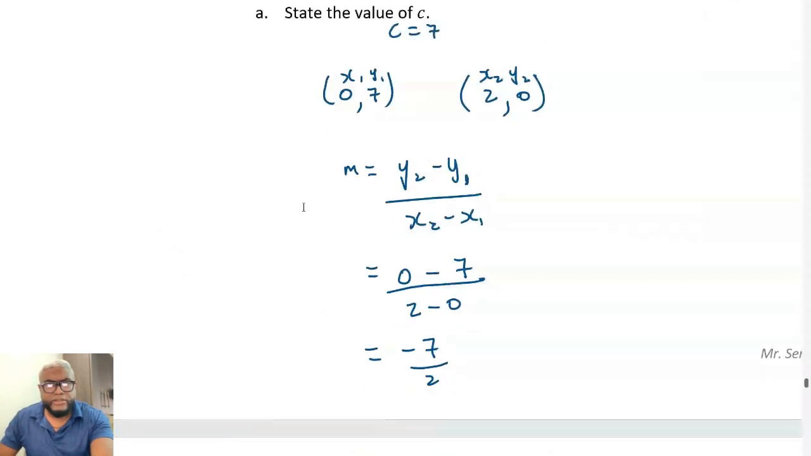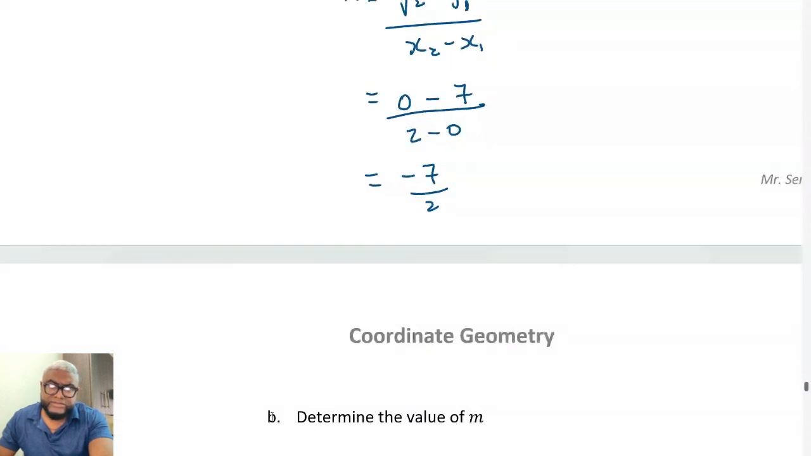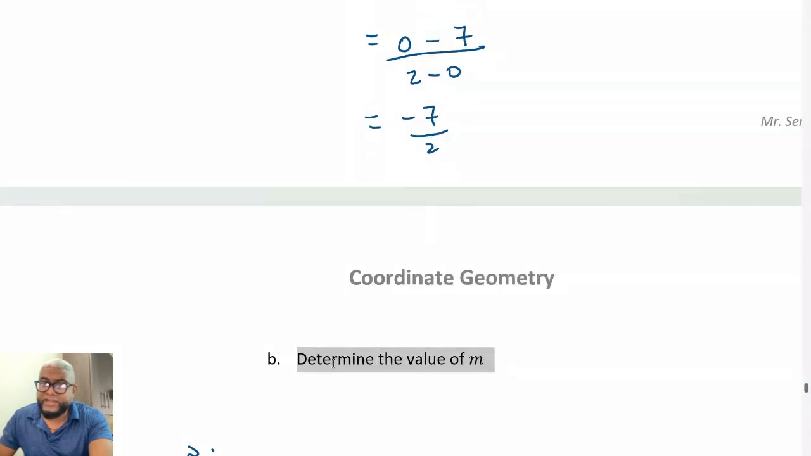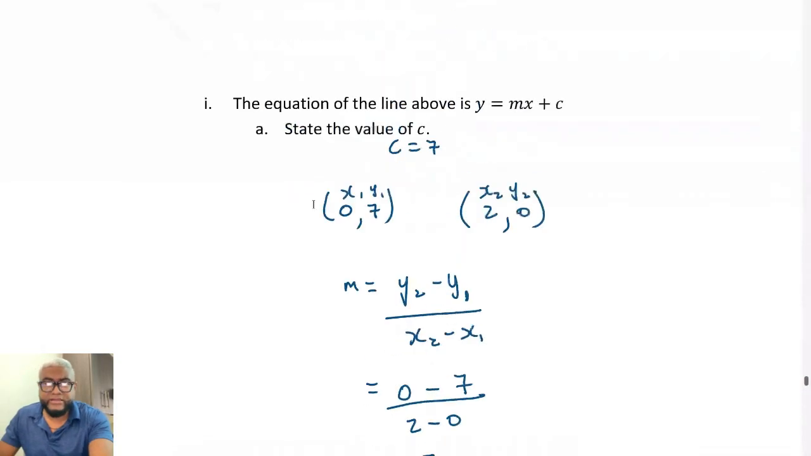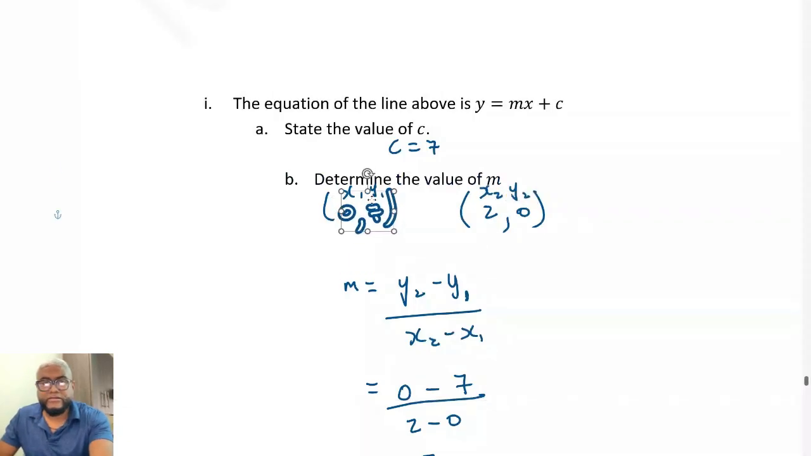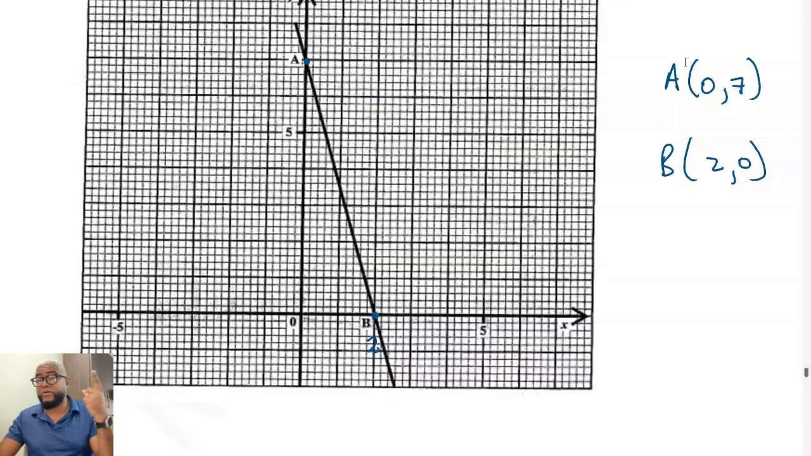Right. So I've seen this question here, but I think this was part 2: determine the value of M. All right, this was M here. M was the gradient, right? So they want the value of M, which is the gradient of the line. Okay, so you had your coordinates from above, which would have been A and B, right?